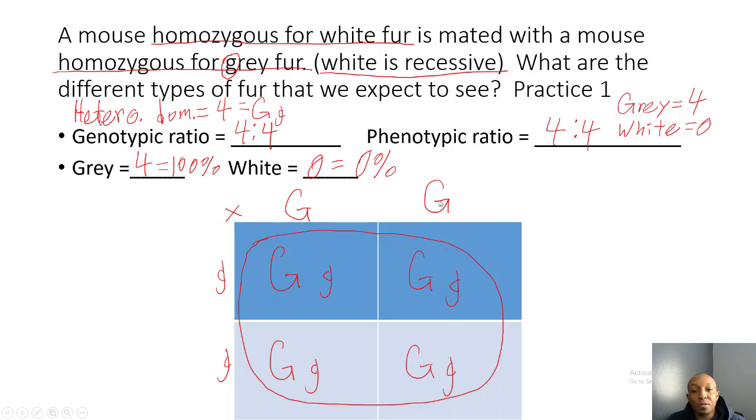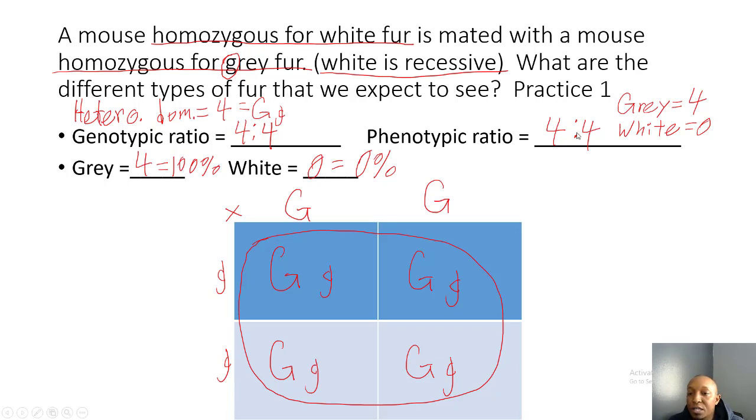So we cross homozygous dominant with homozygous recessive, and we're looking at the fur, the color of the fur. So now when we cross, all 4 of these are going to be heterozygous dominant. So let's look at that genotypic ratio. It's going to be 4 out of 4. All 4 of them are going to be heterozygous dominant right here. And I even break it down up above.